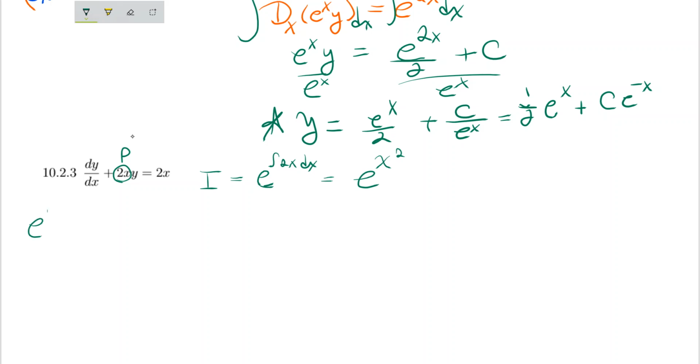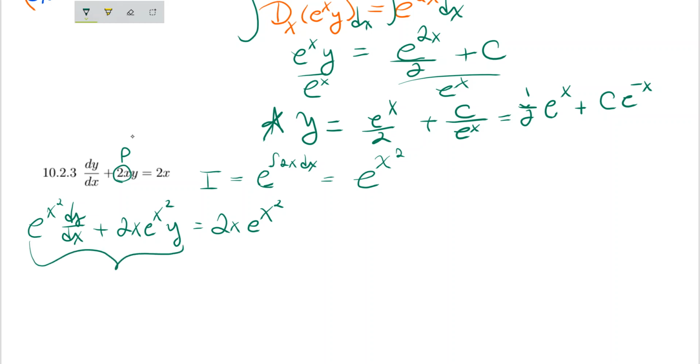So here I'm going to get e to the x squared dy dx plus 2x e to the x squared y equals 2x e to the x squared. Hopefully you notice and you're seeing the product rule in here. There's y and y's derivative. There's e to the x squared and e to the x squared's derivative. So there's my product rule. This is really the derivative of the product of e to the x squared and y.